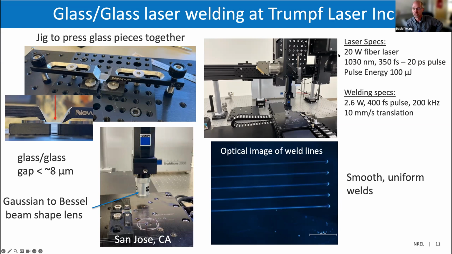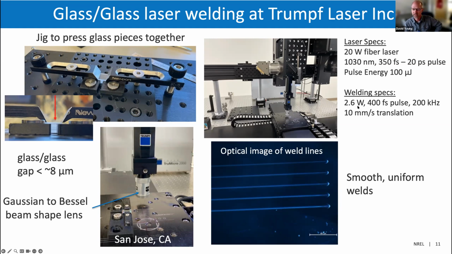So here are the laser specs. It's only a 20-watt fiber laser, again, 1030 nanometers. So femtosecond to picosecond range. Pulse energy is pretty small per pulse, but again, very short. So you're dropping a ton of photons in a very short amount of time.